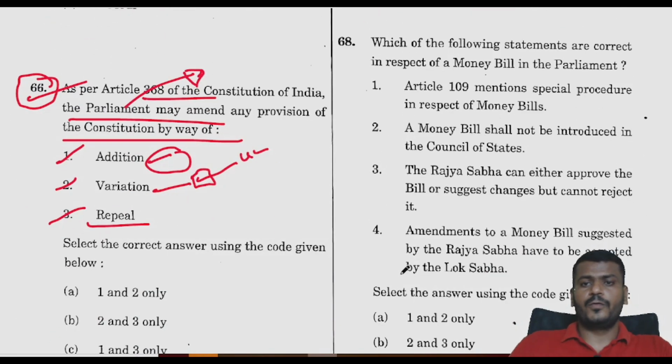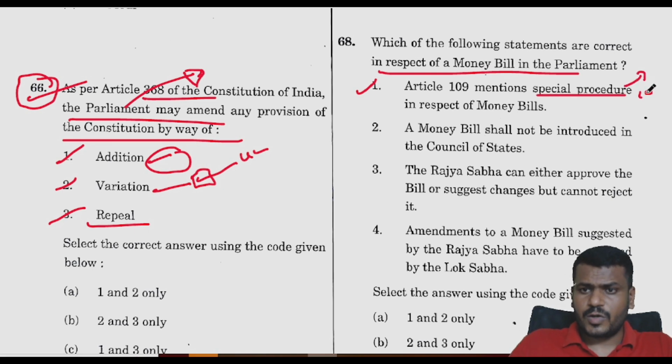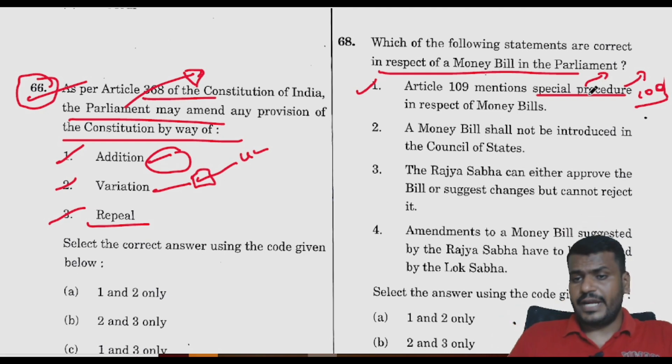Okay, next, which of the following statements are correct with respect to the money bill in Parliament? Article 109 mentions the special procedure. Normally it talks about the money bill, but what is the special procedure? Article 109 says the money bill cannot be introduced in Rajya Sabha. That's why it is mentioned. Next, the money bill is not introduced in the Council of State, that is Rajya Sabha.